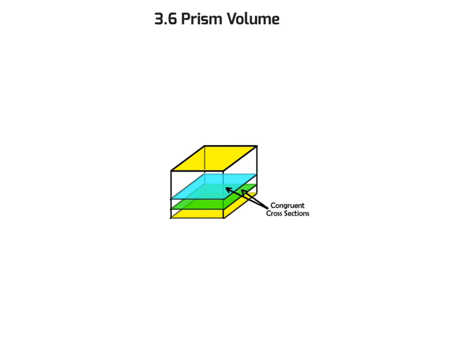Prism volume is figured out in a very cool way. Prisms, because of their identical bases, have a base that has a parallel partner on the opposite side of it. Volume can be calculated by what we call the stacking principle. Think about it this way.